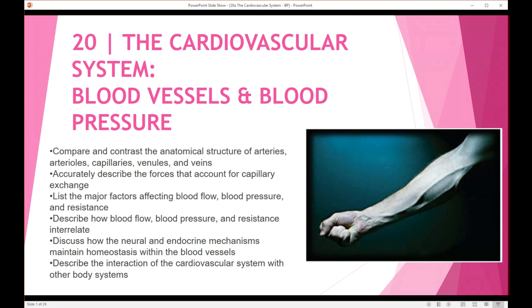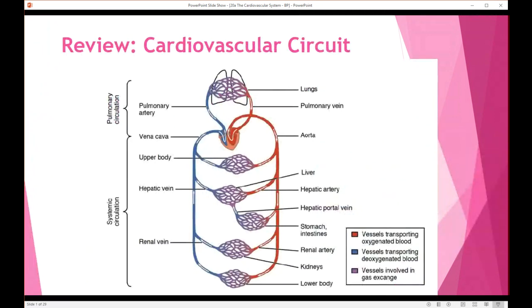We're going to discuss how the neural and endocrine mechanisms maintain homeostasis within the blood vessels, and we're going to describe the interaction of the cardiovascular system with those of the other systems.